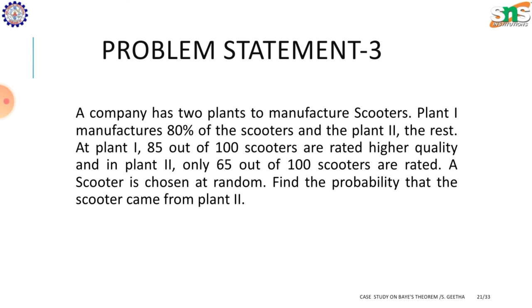Here they have given a company has two plants to manufacture scooters, plant 1 and plant 2. Plant 1 manufactures 80% of scooters and plant 2 the rest. In plant 1, 85 out of 100 scooters are rated high quality. In plant 2, only 65 out of 100 scooters are rated. Now we are going to choose a scooter at random. We are going to find the probability that the scooter came from plant 2.